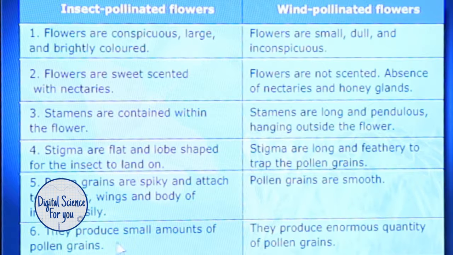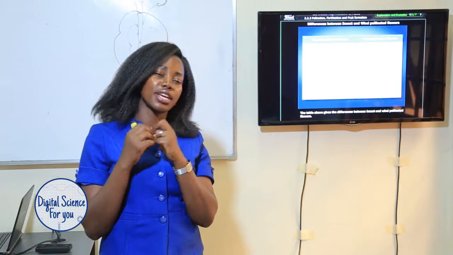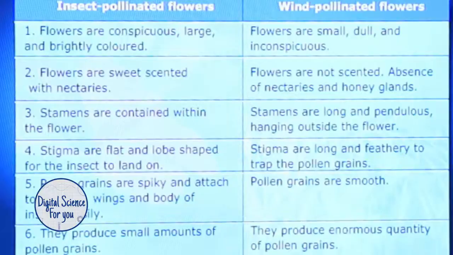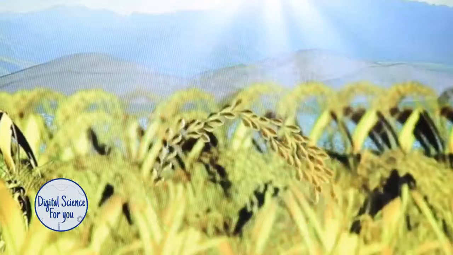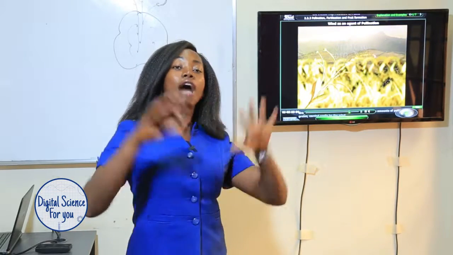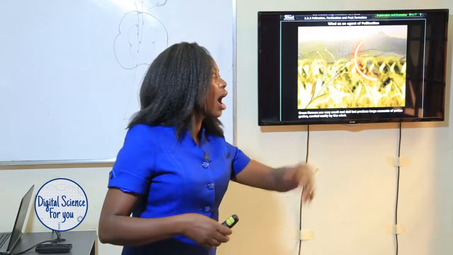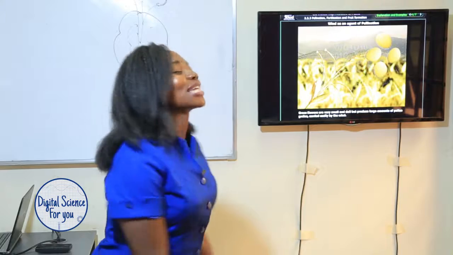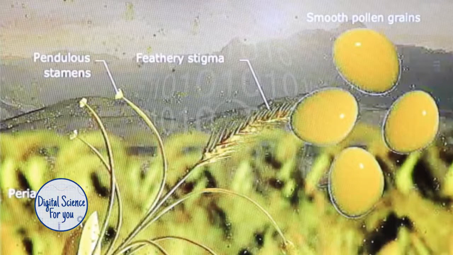These flowers that are insect pollinated produce small amounts of pollen grains. Whereas the wind pollinated flowers produce large amounts of pollen grains, because they are going to be blown in the wind, and to increase the chances of pollination, they have to be a lot. Of course, some of them may not land on any stigma, thus pollination may not take place.